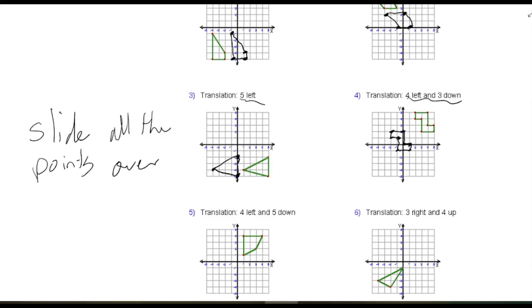I also encourage you to take a look at question 5 and question 6 and do it on your own. You can take a look at the previous 4 examples to see exactly how we translated. It'll be the same exact steps. So for 5, take each point, move 4 spaces to the left, and then 5 down, and then connect all your dots to remake the shape.